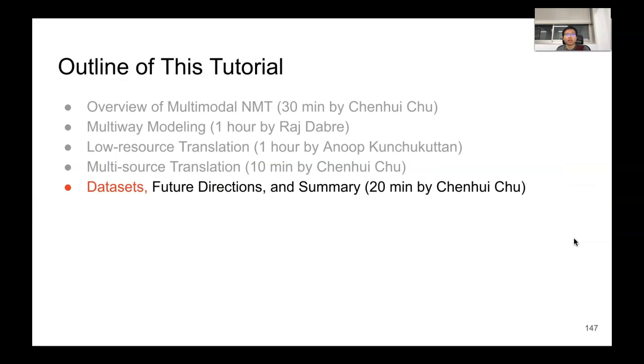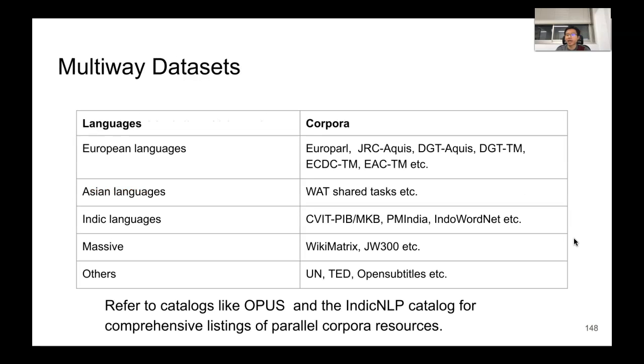Okay, so that's all for multi-source translation. So at last, I want to talk about the datasets, future directions, and finally wrap up this tutorial. About datasets, I summarized them by use cases. So first, the use case is Multiway.